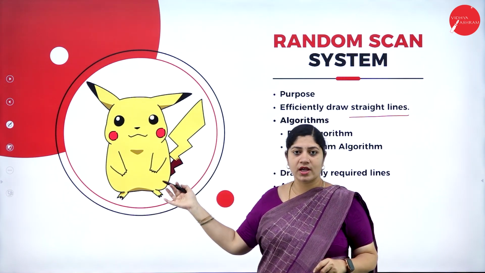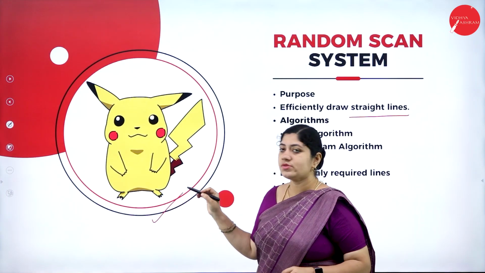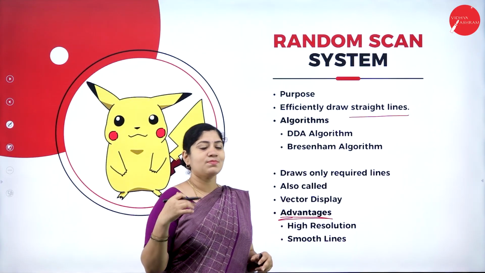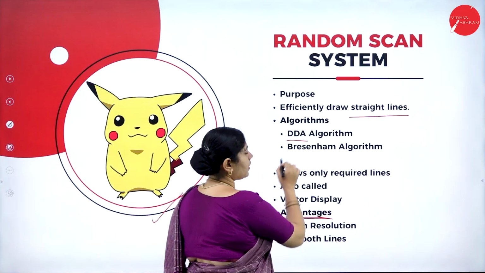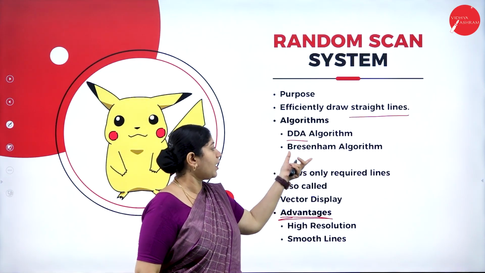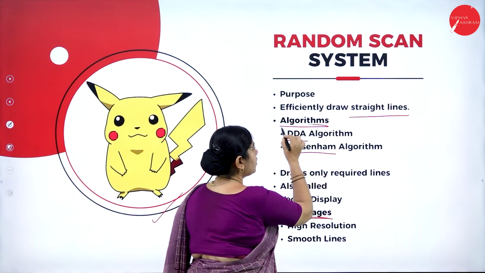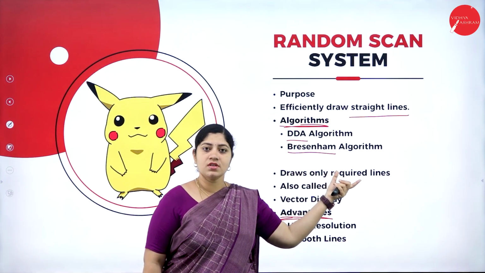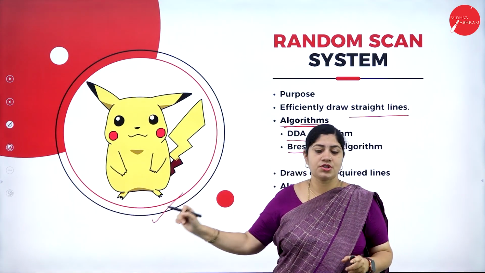Compared to the previous scan, that is raster scan, this random scan gives us an efficient image, isn't it? Now, how is this possible? That's by utilizing algorithms. We will be using two different types of algorithms, that is the DDA algorithm and the Bresenham algorithm. So what are the two different algorithms? That is the DDA algorithm and the Bresenham algorithm. By using these algorithms, we get an efficient and crisp image. Clear?